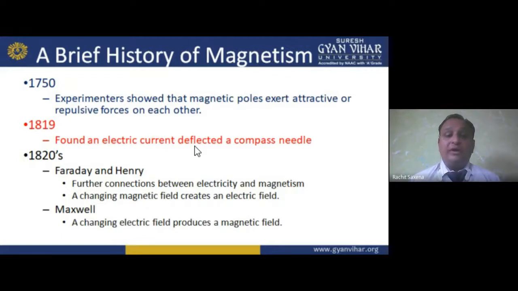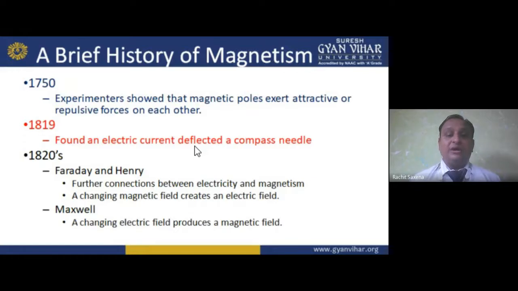Now if I'm talking about 1819, it was found that an electric current deflected a compass needle. That is the interaction with the electrical field. We can say the electrical field interaction we found in 1819. An electric current deflected a compass needle. So the compass needle is deflected by the electric current. So we can say there is some interaction between magnetic and electrical.